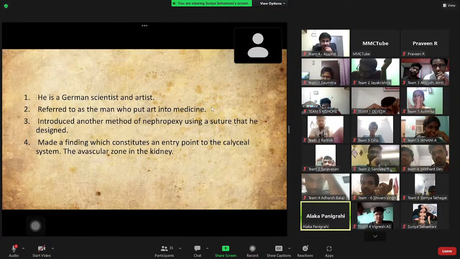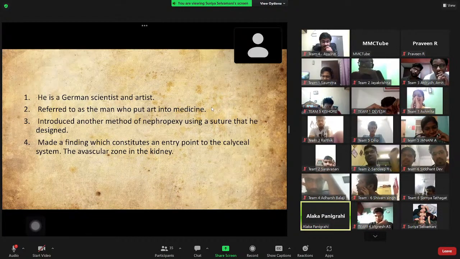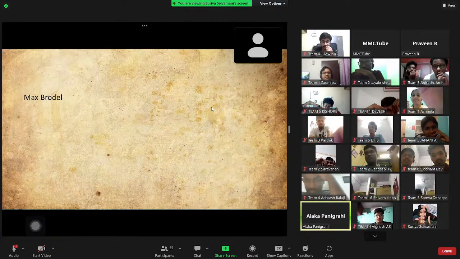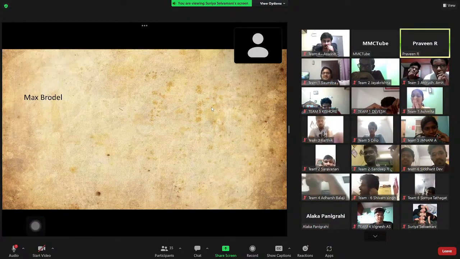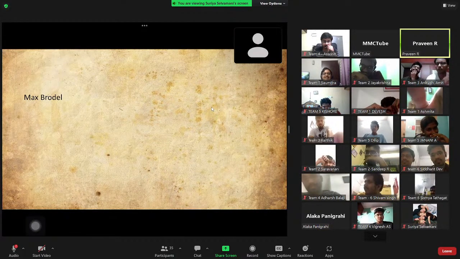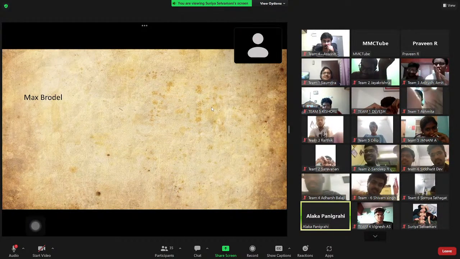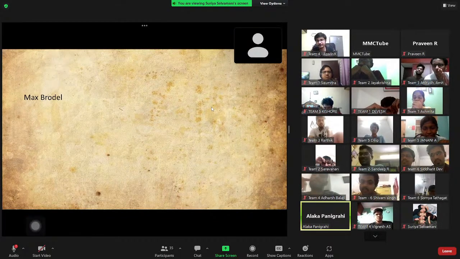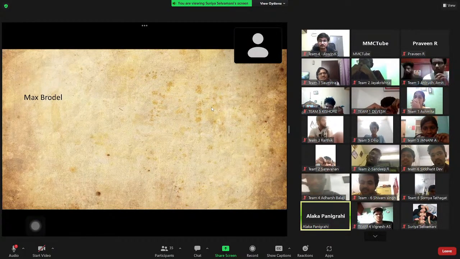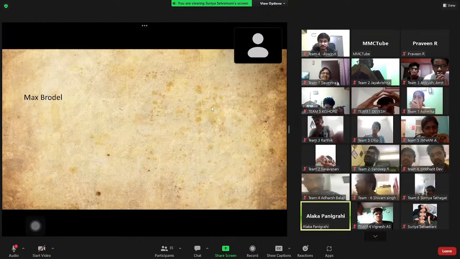So the scientist's name is Max Brodel. And so team 2 gets 10 points. What about team 1 who pounced? Team 1 has pounced and they have got the wrong answer. They pounced Harvey Cushing, so they get minus 10. Actually, Harvey Cushing is one of the people under whom Max Brodel gained his knowledge in medicine, but the answer is Max Brodel. Okay, so team 1 gets minus 25.